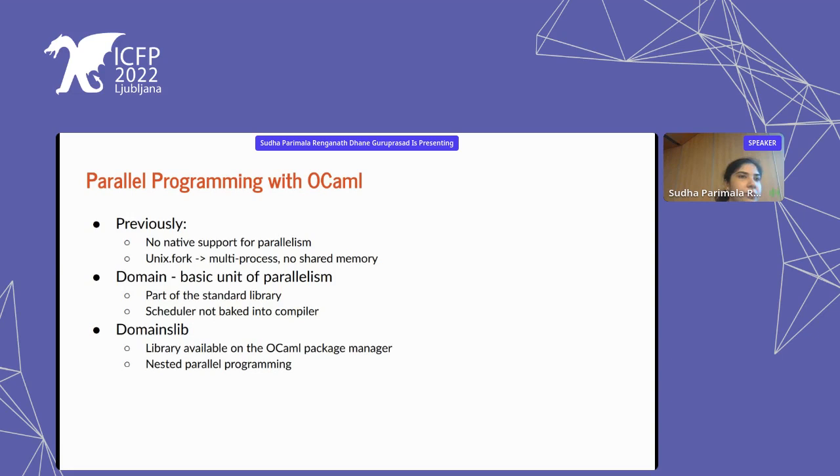So that means we have a separate library called Domainslib to have some abstractions for making it easier to write parallel programs. Domainslib is already released, and just FYI, we are using the development branch of Domainslib for this tutorial, which is not released yet and expected to be released soon. Domainslib has the abstractions for nested parallel programming, as we will see in the code examples soon.